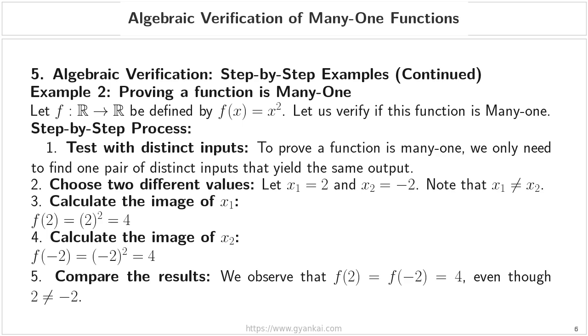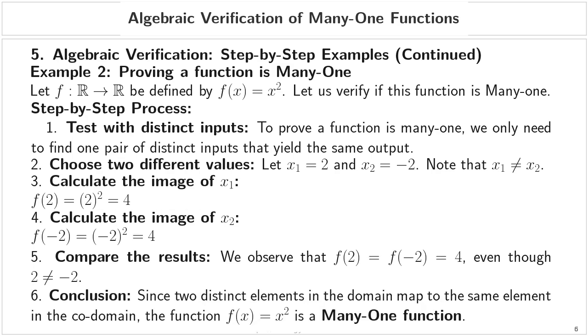Now let's compare our results. We observe that f of 2 and f of -2 both equal 4. Even though our inputs, 2 and -2, are different, they both map to the same output. Therefore, we can reach our conclusion. Since two distinct elements in the domain map to the same element in the codomain, the function f of x equals x squared is a many-one function.